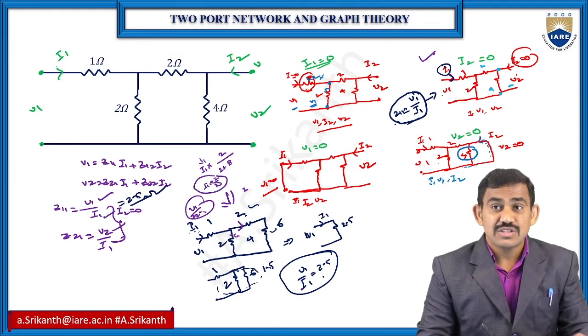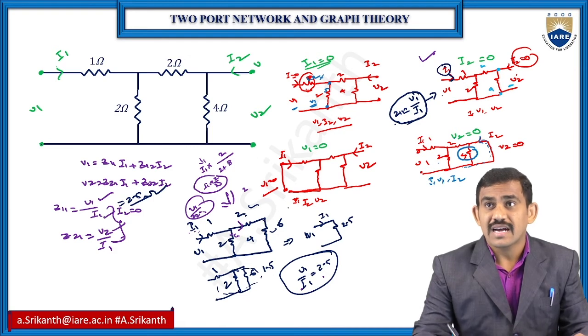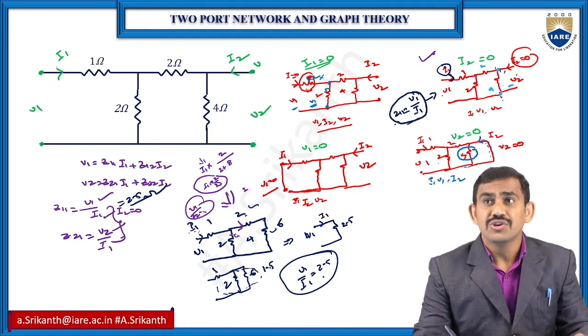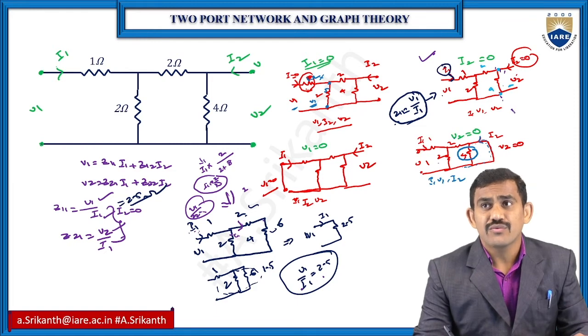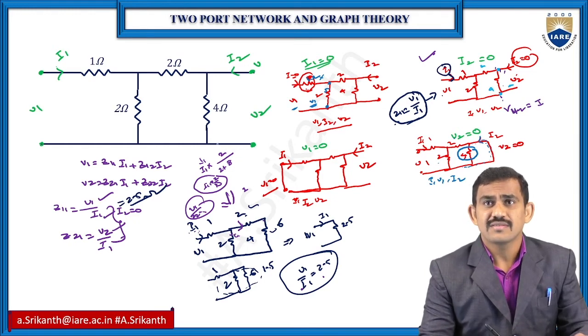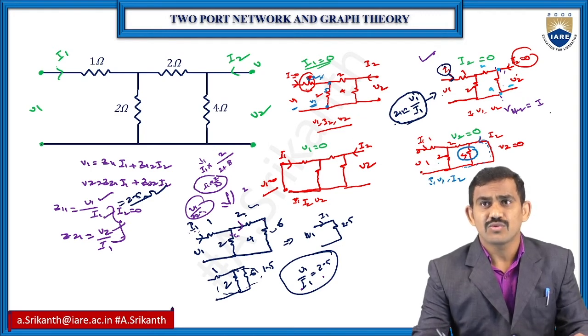But I want which value? Across the 4 ohms I have the V2 value. So the 4 ohms voltage is your current into the resistor, so I into R, where R is 4 ohms. So I1 into 2 by 2 plus 8, that means 2 by 10, into 4 ohms.